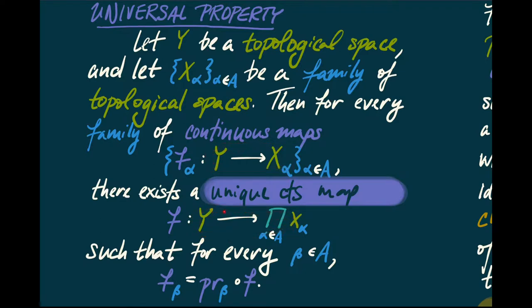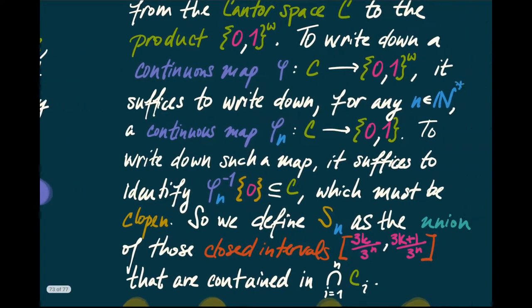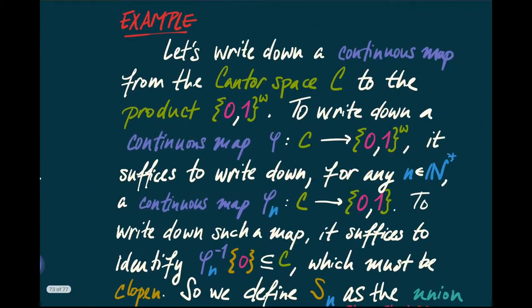So this is a way of breaking down the problem of giving a continuous map into a product into a whole lot of small problems, namely of giving continuous maps into each of the factors of this product. Let's watch that in action. So I mentioned that the Cantor space is homeomorphic to the infinite product of {0, 1} with the discrete topology. So let's write down a continuous map from the Cantor space to that product. This map will turn out to be a homeomorphism, but for now I just want to write down the map and see that it's continuous.